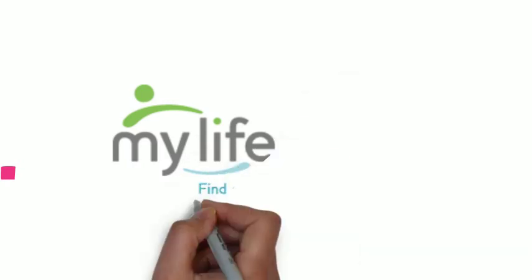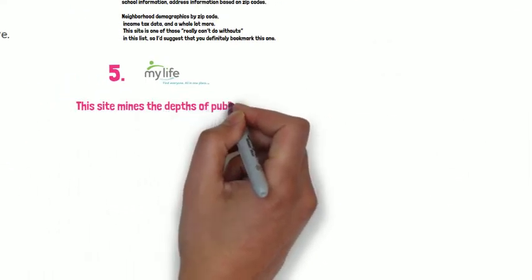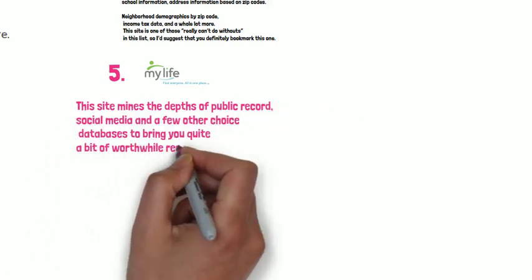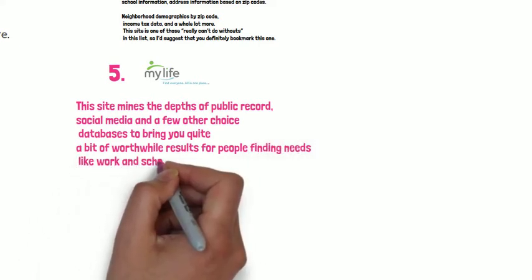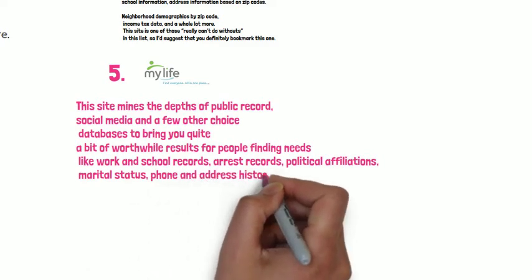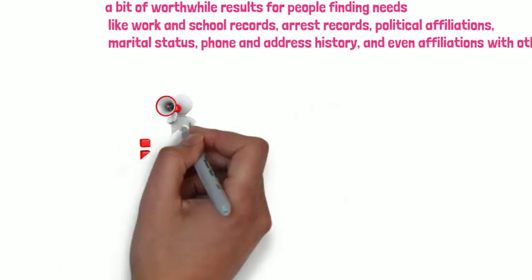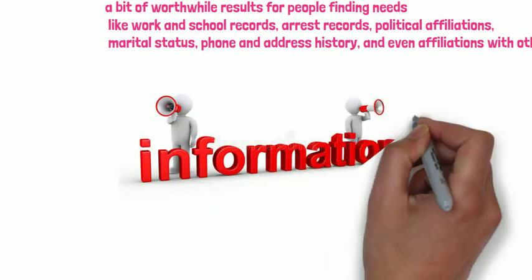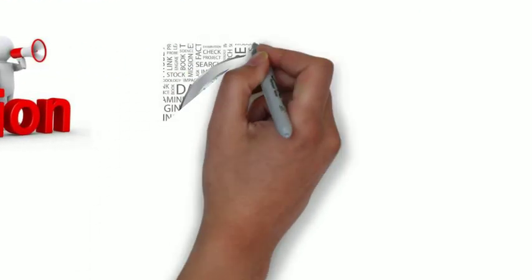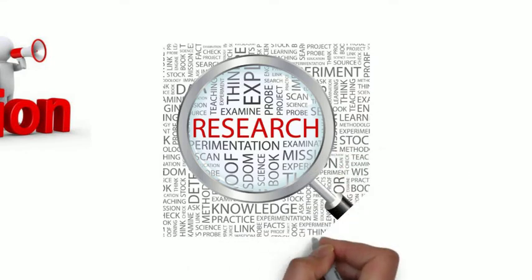5. MyLife. This site mines the depths of public record, social media, and a few other choice databases to bring you quite a bit of worthwhile results for people finding needs like work and school records, arrest records, political affiliations, marital status, phone and address history, and even affiliations with other people. You can register for this service and get a fair amount of information for free, but for $6.95 US dollars, you can use the service for a month and get full reports and all kinds of juicy information.